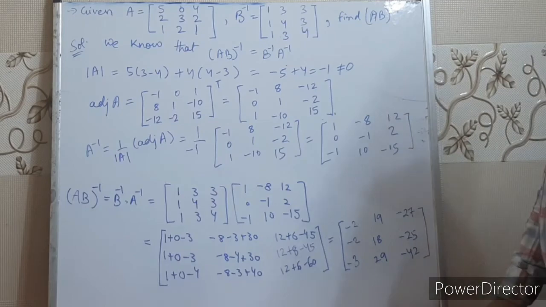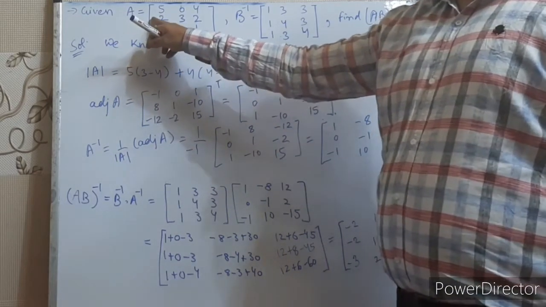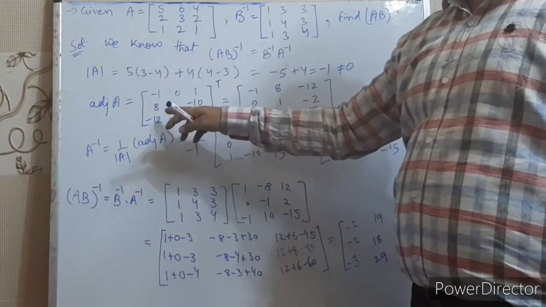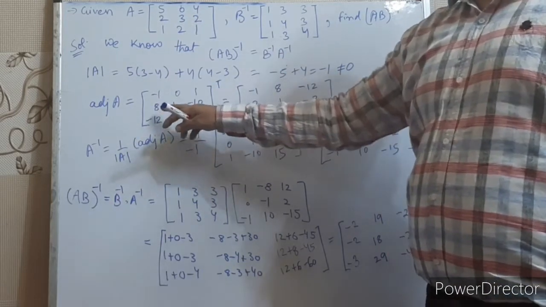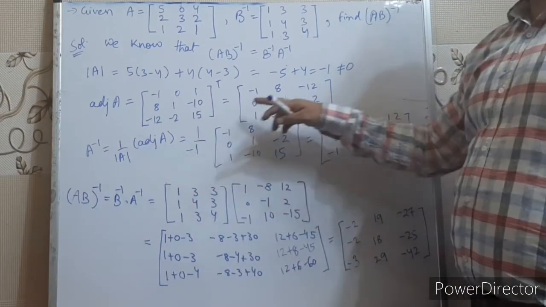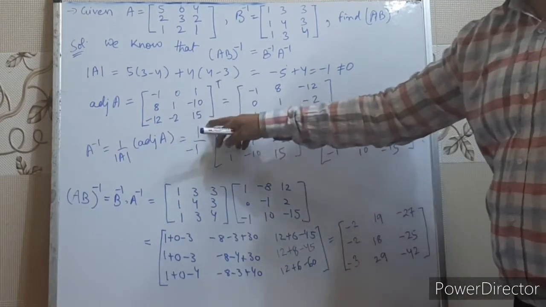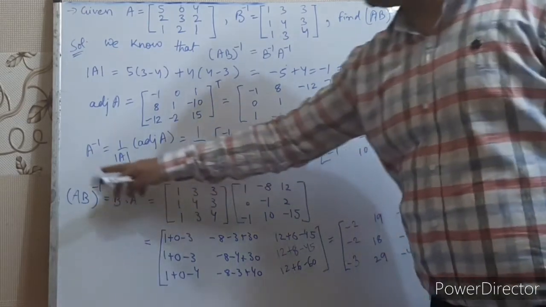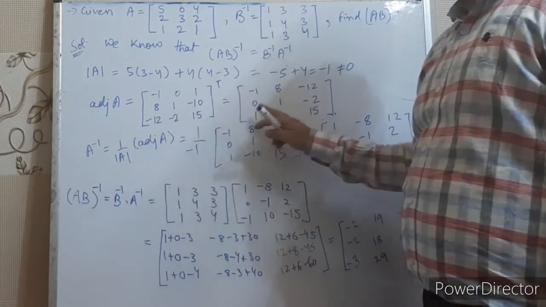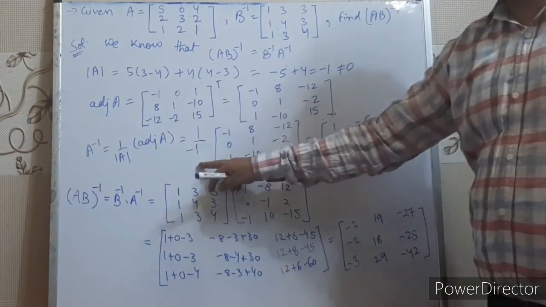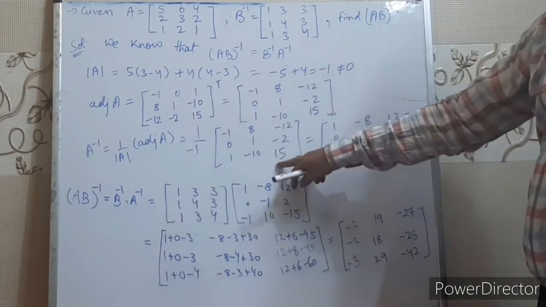Understood, children? For the second row, first column, this row and this column will get cancelled. It will be 0 minus 8. So minus of minus 8 will be plus 8. Right? So this way we can calculate the cofactors, and when we take the transpose of the cofactor matrix, we'll get the adjoint A. Now for finding A inverse, we have to divide this adjoint A matrix by the determinant of A, and the value of the determinant of A is minus 1. That means you have to multiply adjoint A by minus 1.